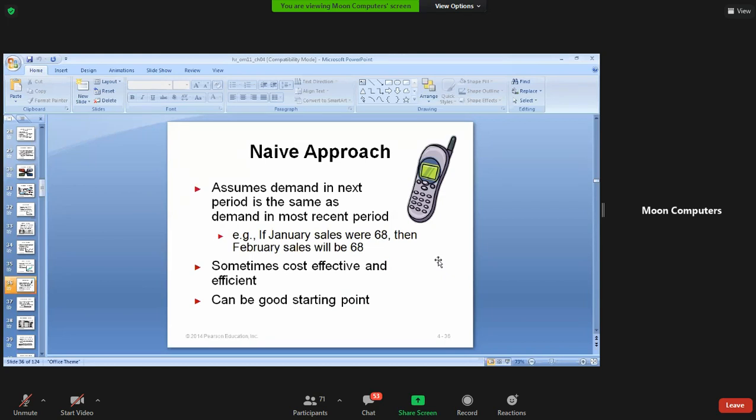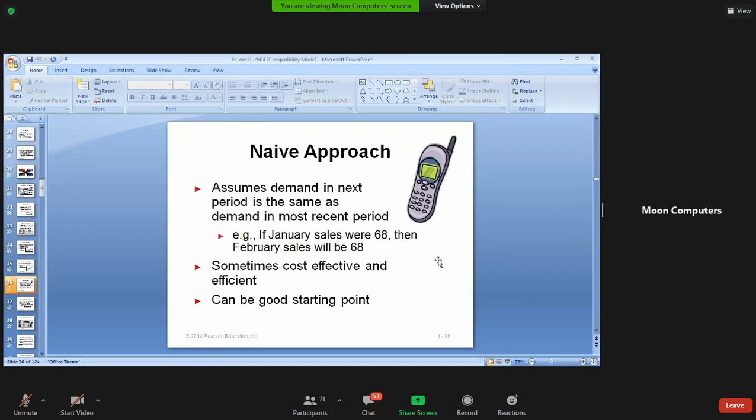This method is the simplest and easiest method. The first point is that it is very easy to explain and does not require any mathematical calculation. So for companies and corporates, this is very cost effective and at times very efficient also. This is one important part of the naive method.